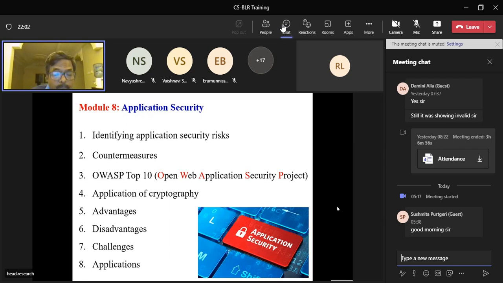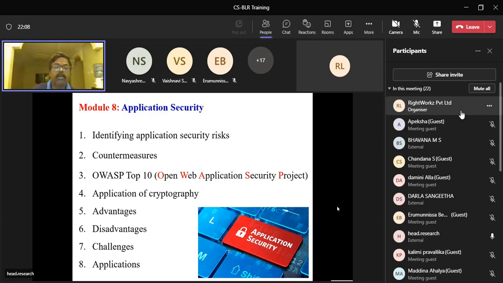So how do you provide security for that Gmail or any apps you are using on your mobile or in your laptop? There are various applications we are using in our mobile as well as in our system. Then what are the application security risks and what are the countermeasures, followed by the Open Web Application Security Project, that is called OWASP, the OWASP Top 10, and application of cryptography, advantages and disadvantages, followed by the challenges and applications, which I am going to discuss today.